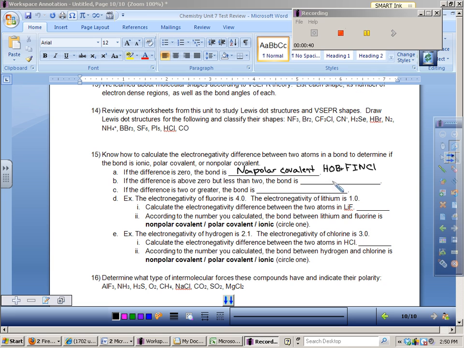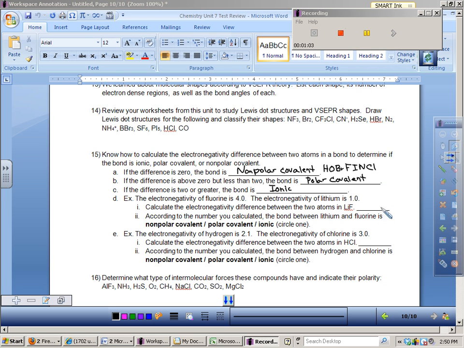If the difference was above 0 but less than 2, that middle region, we said that was going to be polar covalent, where the more electronegative element was going to pull the electrons towards it. And if the difference was 2 or greater, the bond was going to be ionic, because we're going to transfer electrons and not just share.